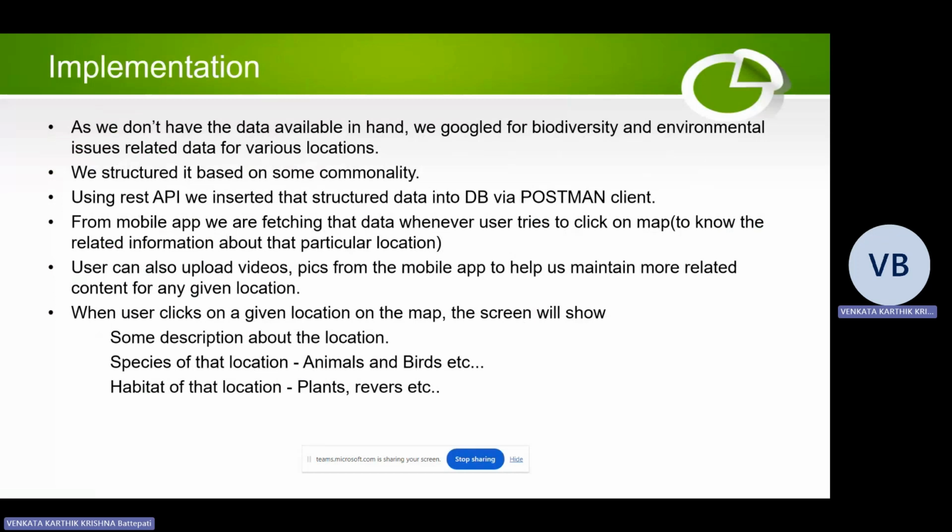When a user clicks on a given location on the map, the screen will show some description about the location, the species of that location like animals and birds, and also the habitats of that location.